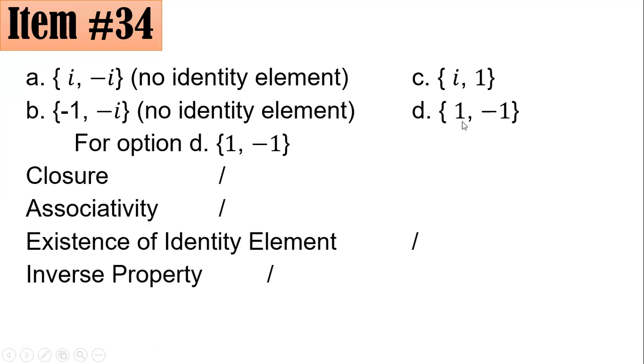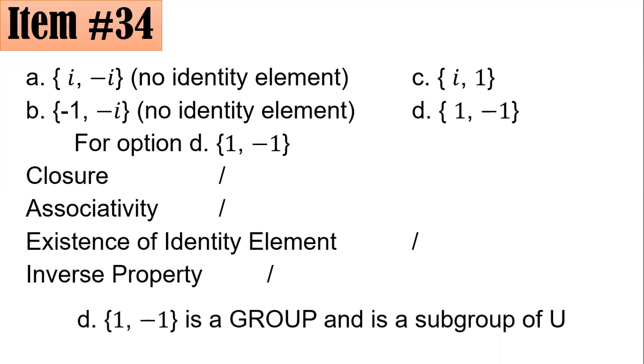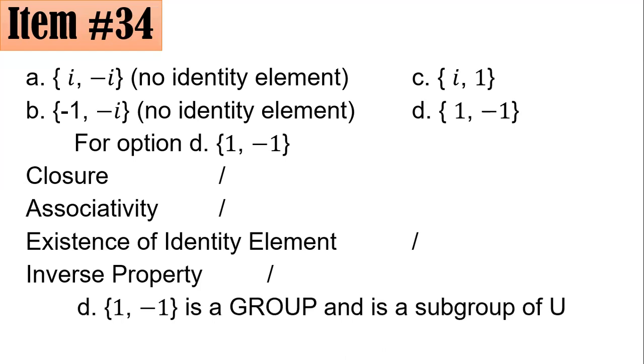Because when we speak about the inverse property, if you operate, there should be an element within the set that could be operated with, such that the answer is the identity element. So it satisfies all of these 4 properties. So {1, -1} is a group, and since it has fewer elements, it is also a subgroup of U.